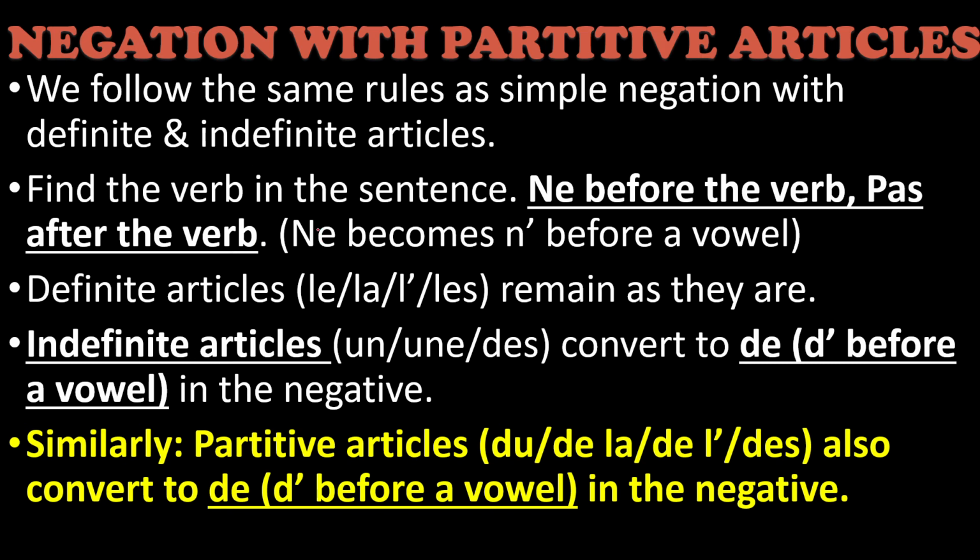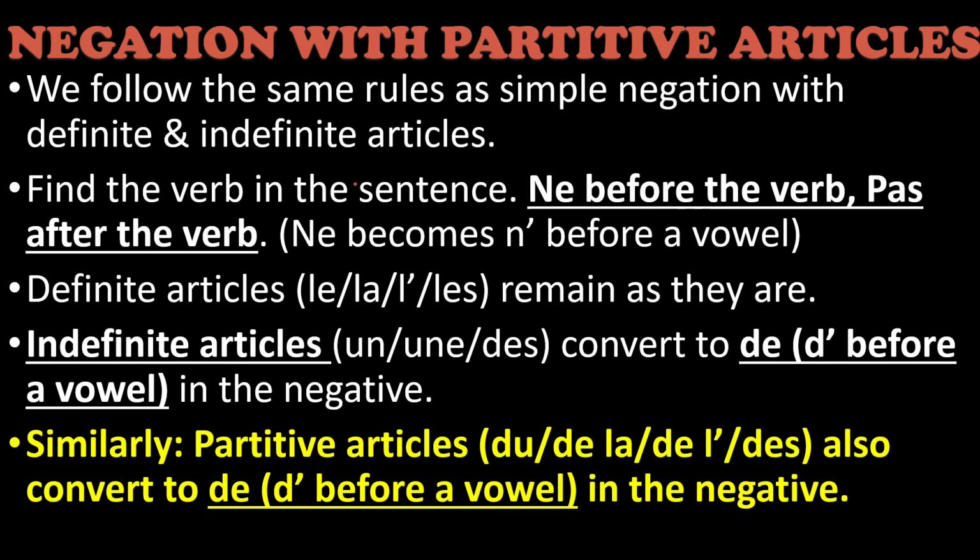Last time we learned what the partitive articles are and when and how you use them. Now in this session we're going to learn how to negate a sentence with a partitive article. If you have a sentence which includes a partitive article, how do you make a negative of that sentence? We've already studied simple negation.